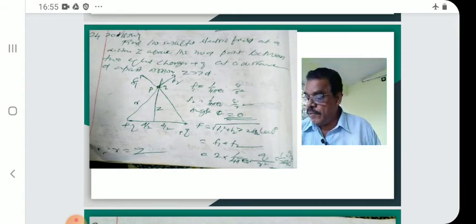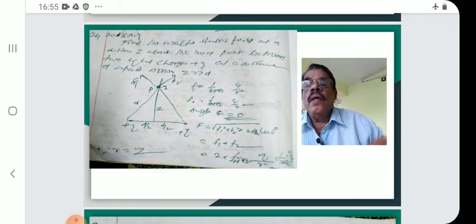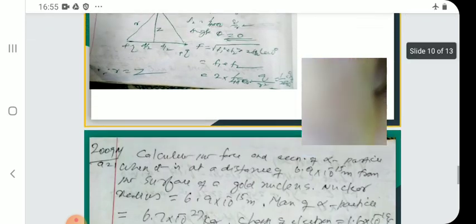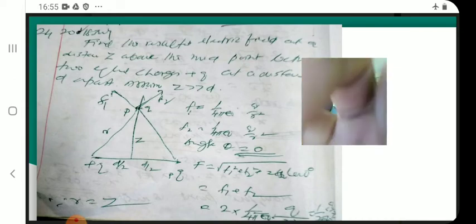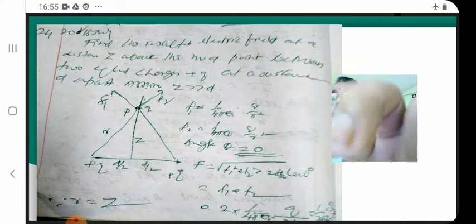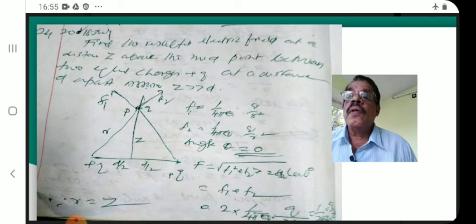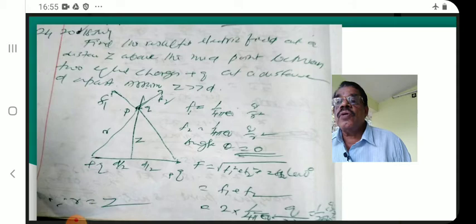Next problem. This is a 2018 Kerala University problem, and I shall read this. It's a little difficult to read. I shall read the question. You carefully look at the problem. 2018 problem.